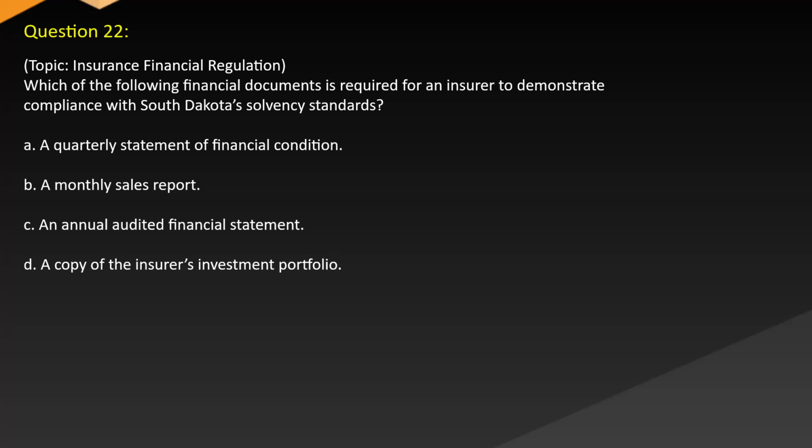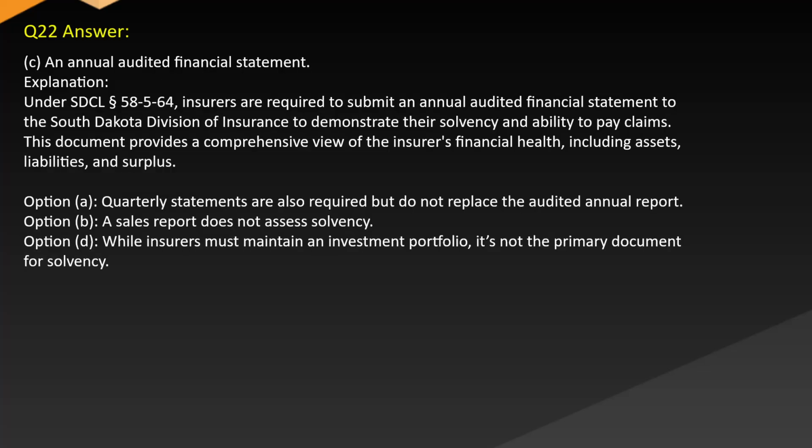A. Quarterly statement of financial condition. B. Monthly sales report. C. An annual audited financial statement. D. Copy of the insurer's investment portfolio. Answer C. An annual audited financial statement.